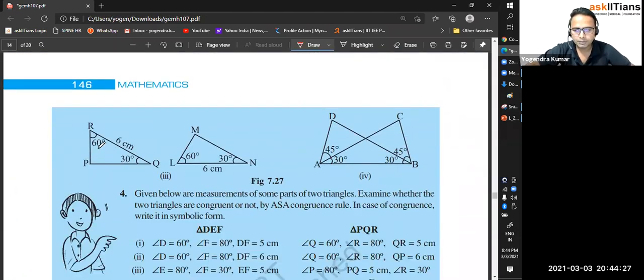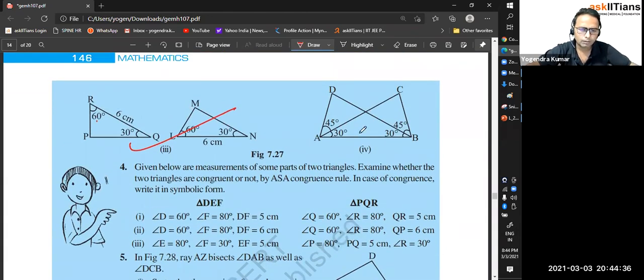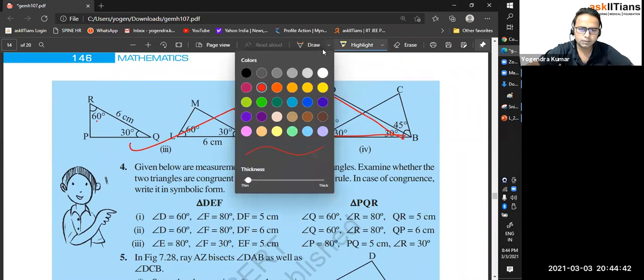What about here? 60, 36. Now what about this one? There is one triangle like this, and there is another triangle. Let me change the color.